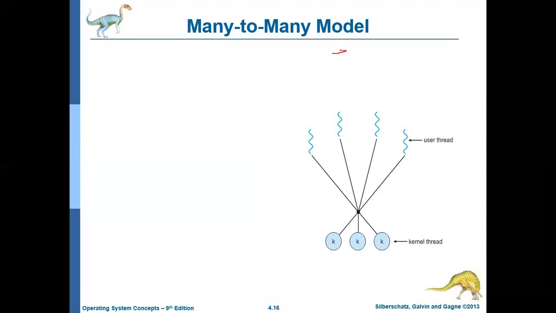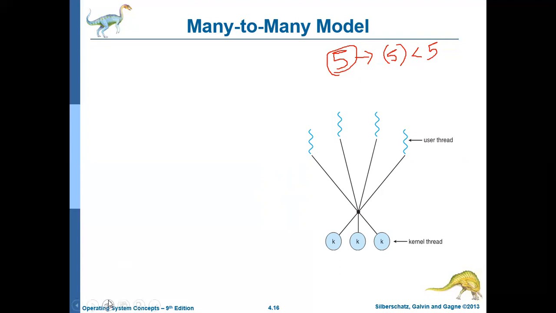Okay, say you have 5 user threads. So these 5 user threads will be mapped to either 5 kernel threads or fewer than 5 kernel threads. The number of kernel threads will always be less than or equal to the number of user threads. It will not be more than the user threads. So this is how the mapping works. Fine. So what is the advantage of this model?